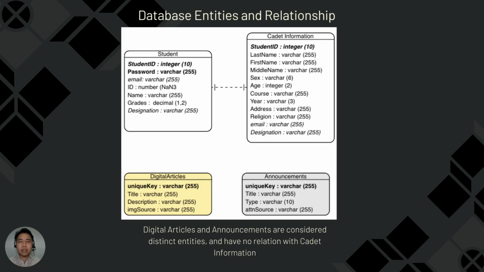So in its entirety, the system's database is a simple one. We have a cadet information and student relationship. Like I mentioned earlier, the digital articles and announcements are a set of images. Now these images are stored, so the web application will just pull them from the database source.